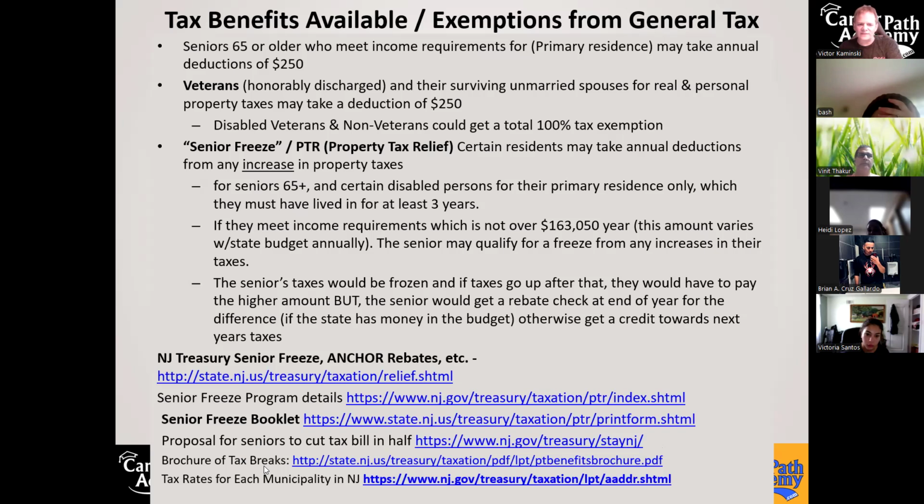There's a brochure of tax breaks, but New Jersey got rid of this brochure.